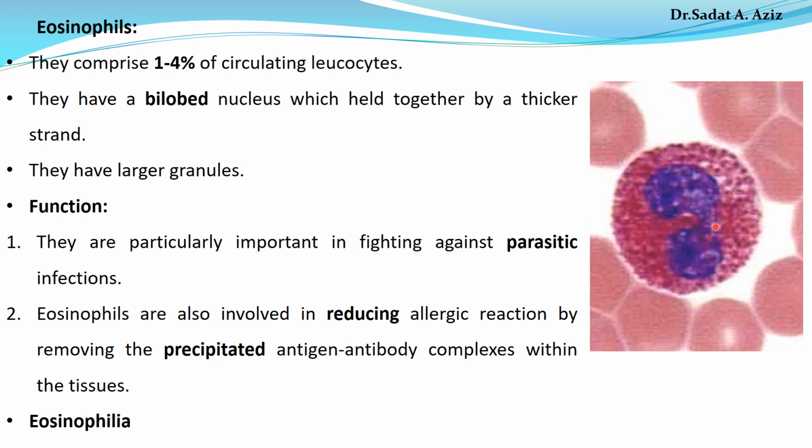If you remember, in the case of neutrophil, the lobes of the nucleus are connected by a thin strand. But here we have a thick strand. So this property can be used to differentiate the eosinophil from neutrophil. And the granules also are larger in comparison to the neutrophil. So the granules are larger.